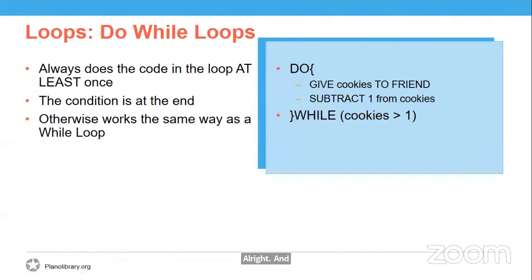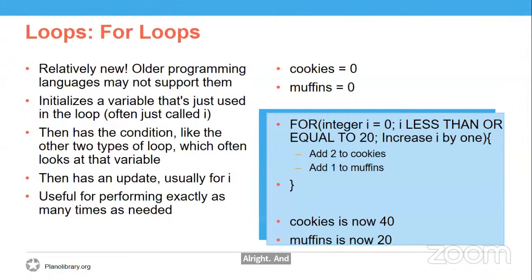And then for loops. For loops are newer than while and do while loops. So not all programming languages will support them, but a lot of newer ones do because they are quite useful, especially when we get to talking about arrays later. But the way a for loop works is it starts with a for, just like the other 2 loops, it has its name. And then it has 3 different parts inside the parentheses, 3 different parts after that for.